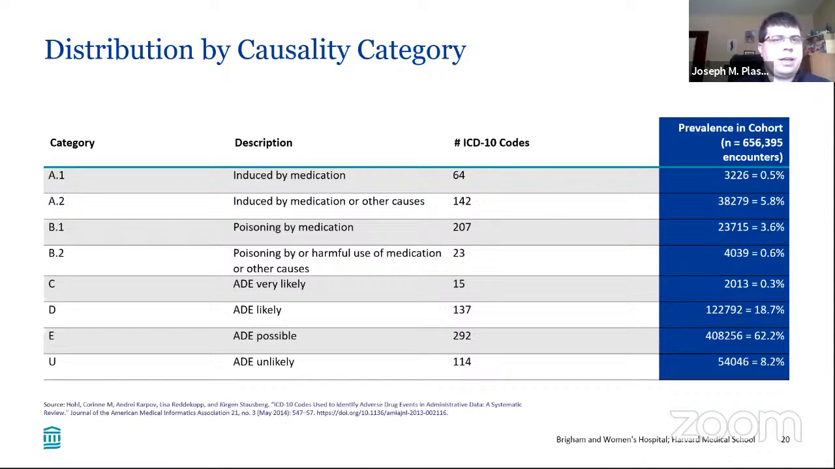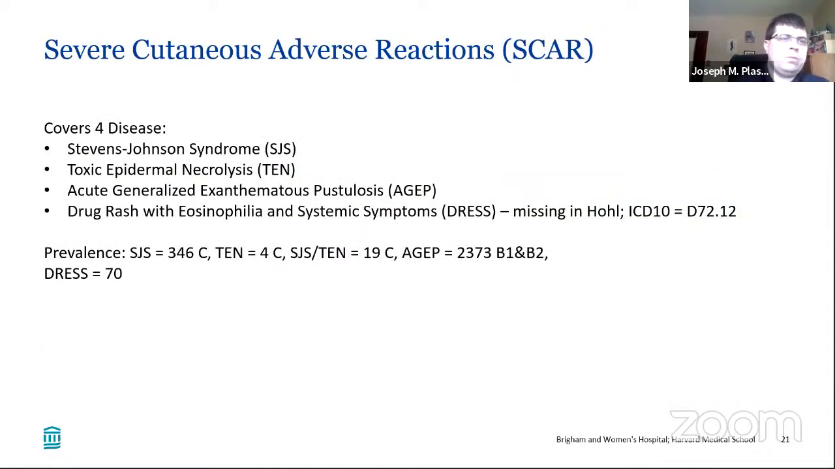were in that ADE likely category or category D, which corresponds to about 137 ICD-10 diagnosis codes. And so this gives us a starting point to investigate each category further. We have another project in the MTERMS lab that's focused on rare severe cutaneous adverse reactions, or SCAR. And so the SCAR adverse drug events cover four disease diagnoses, so SJS, TEN, AGEP, and DRESS.